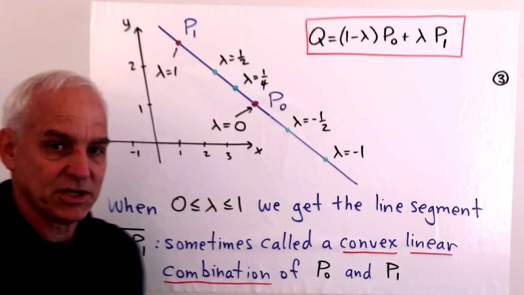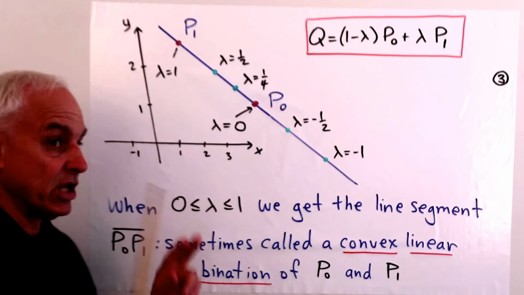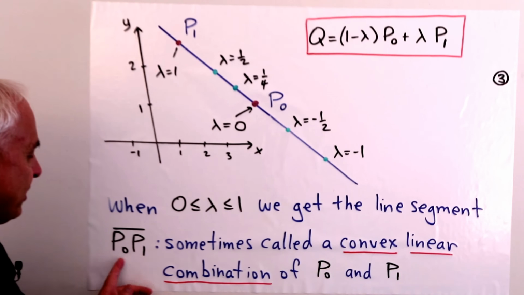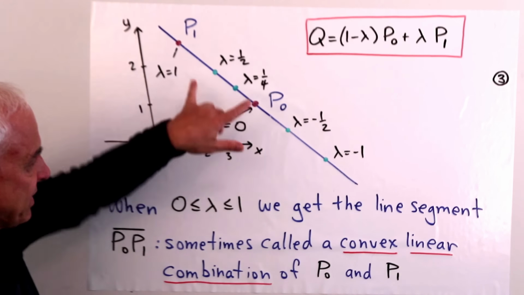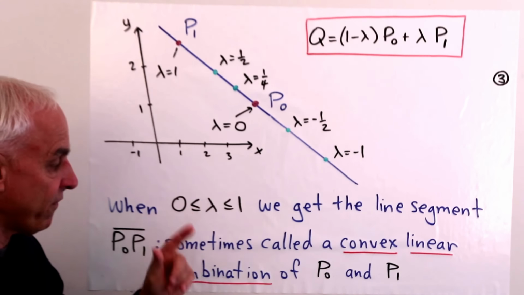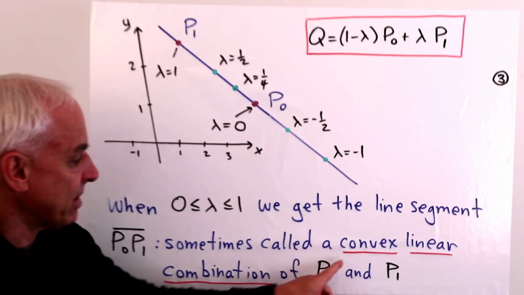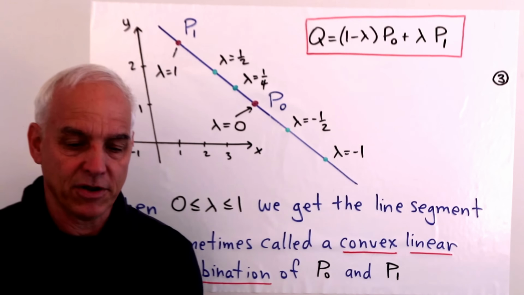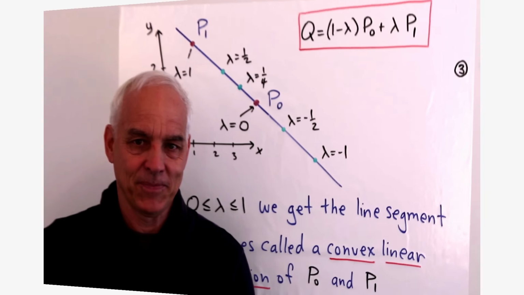But when lambda is restricted to the interval 0, 1, then we're describing the points that are traditionally between P0 and P1. That's the line segment, which we might specify like this, P0, P1 with a bar over it. And this particular kind of combination, when the coefficients are all between 0 and 1, is sometimes called a convex linear combination of P0 and P1, the convexity referring to the fact that we're between the 2 points.